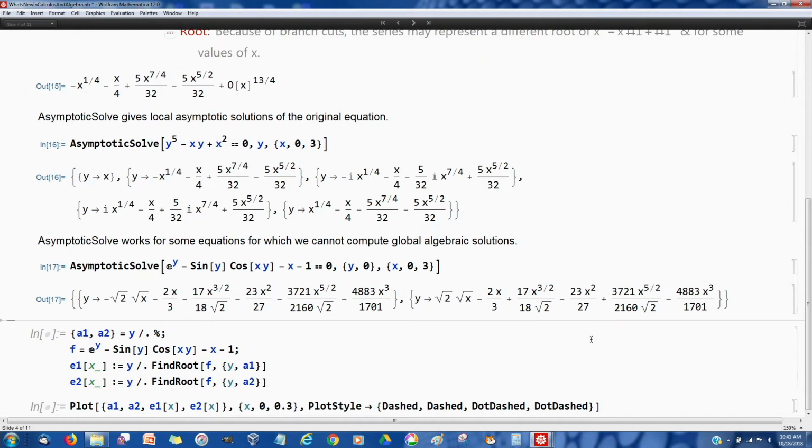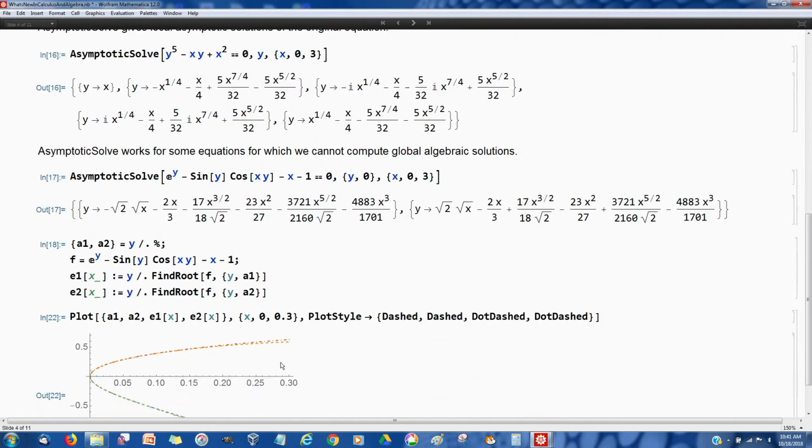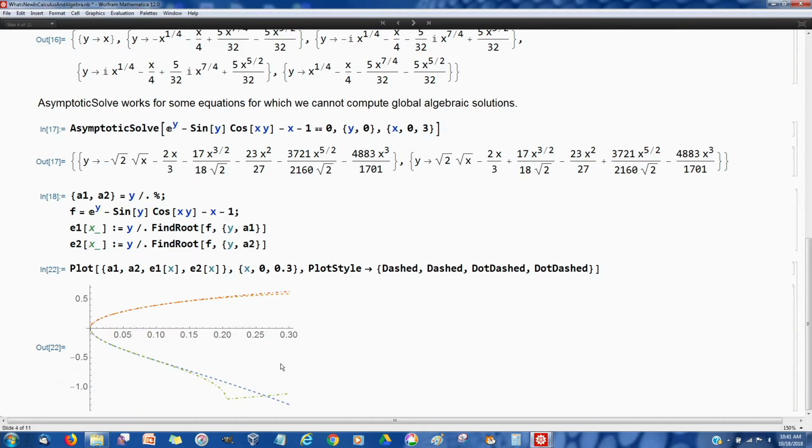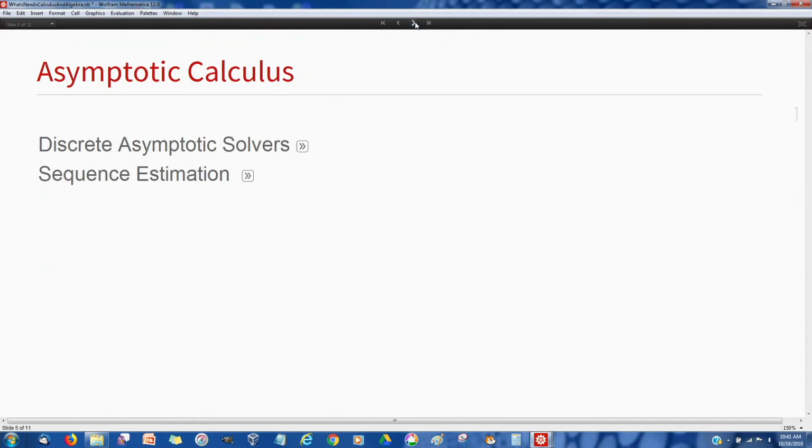And we can plot the result. See, we used the solution as a starting point for FindRoot, so we can get the sort of exact solution of the equation, and we can see that the asymptotic solution and the exact solutions are pretty close near 0. They start off diverging farther away. And there will be more about asymptotic solve in the next talk, and now I'm going to give the floor to Devendra.